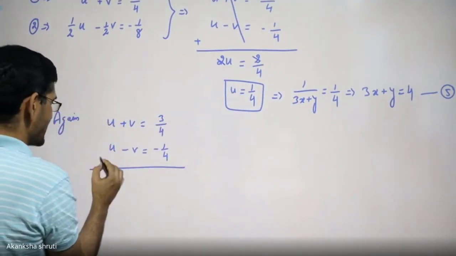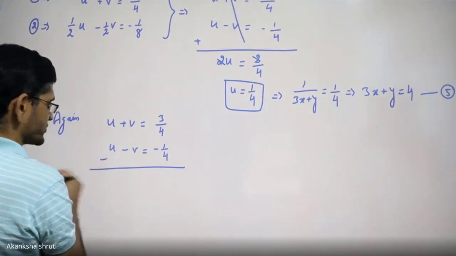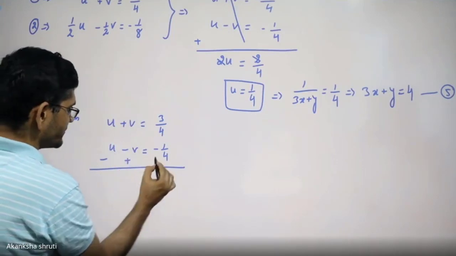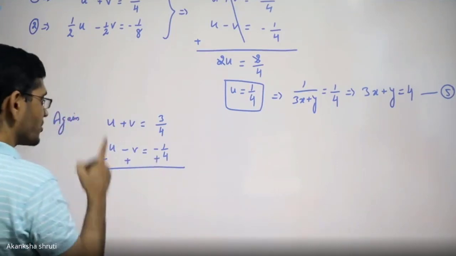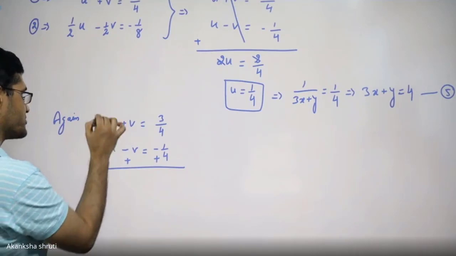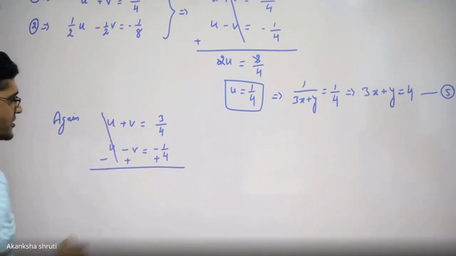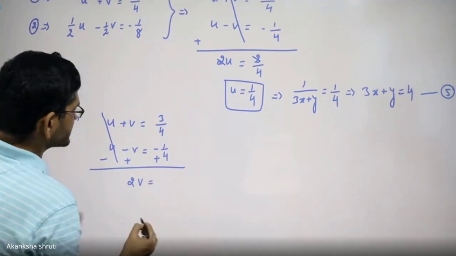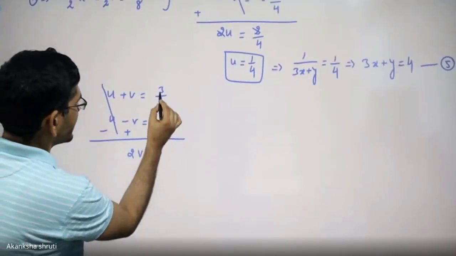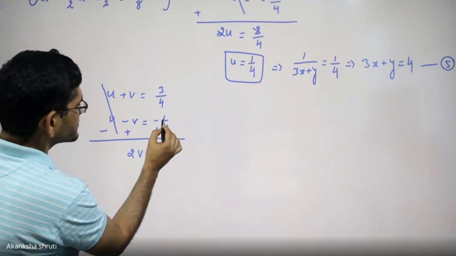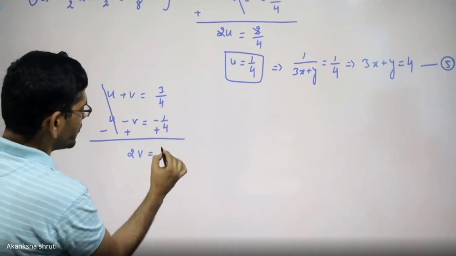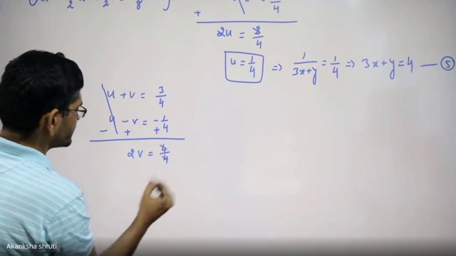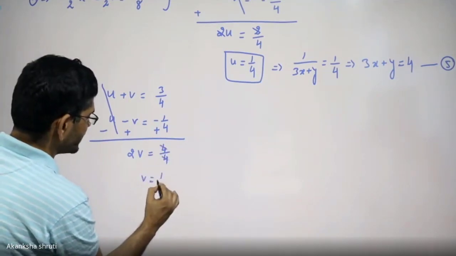The u has the same coefficient and the signs are also the same. So take the subtraction. It will turn into positive. Go for the operation of subtraction. You have got u cancelled. v and v become 2v is equal to, on the right hand side we have 3 plus 1. In the numerator it becomes 4 and both have the same denominator 4. So this 4 can be cancelled. So v is 1 by 2.